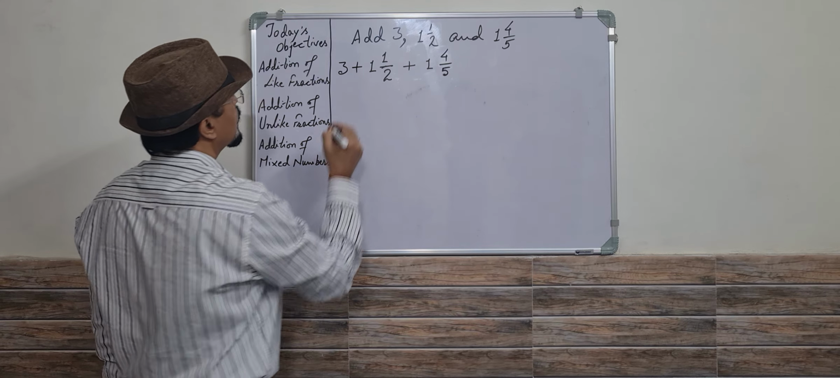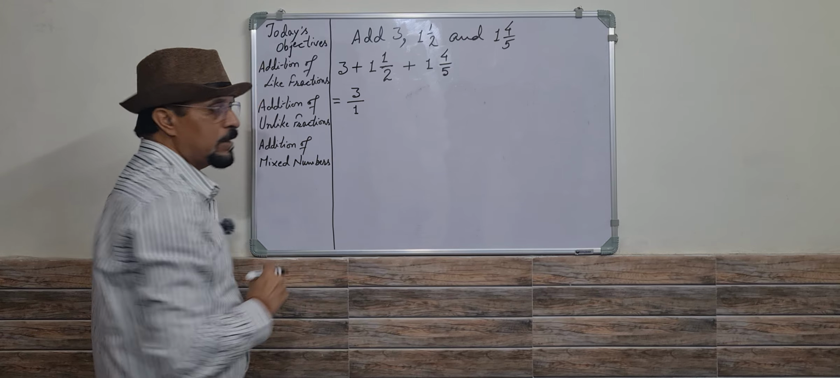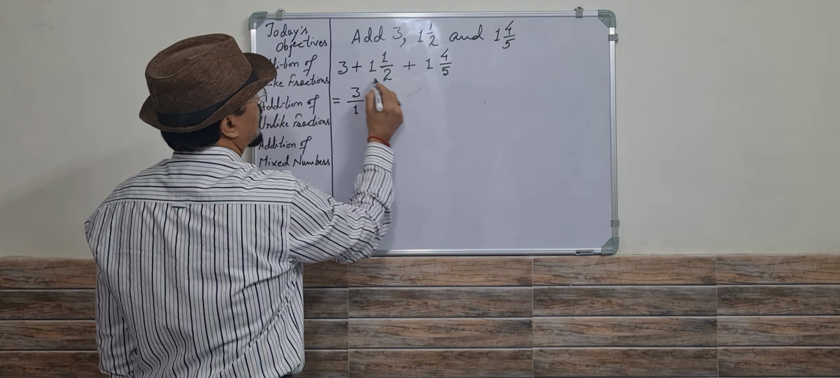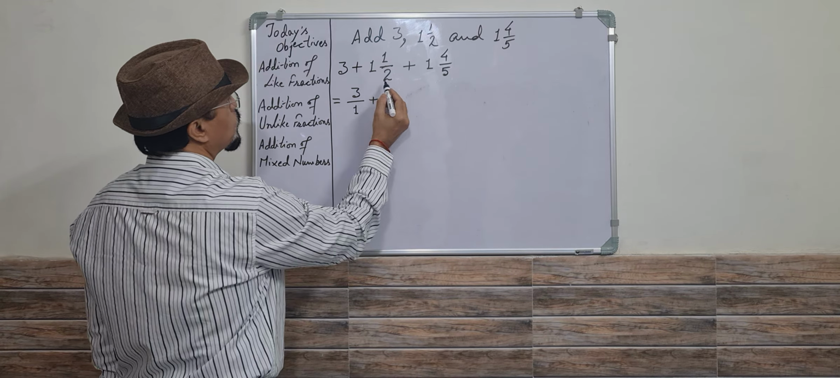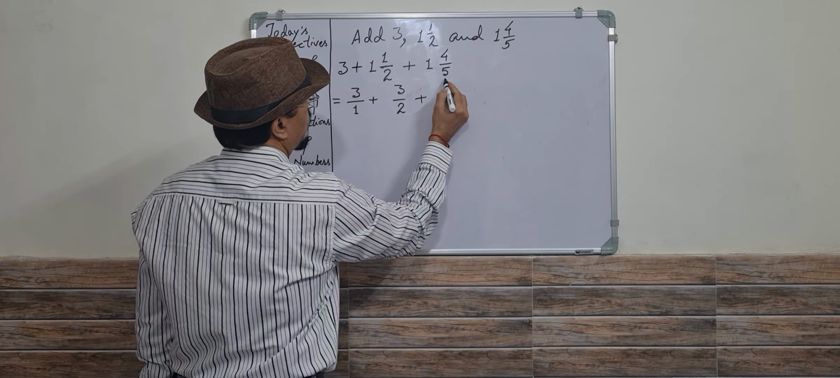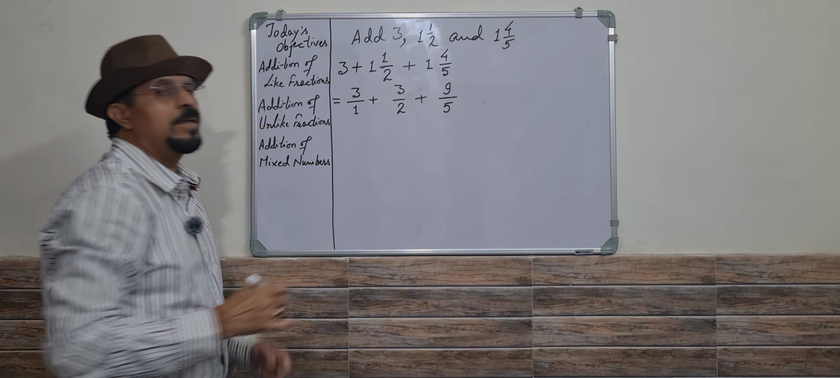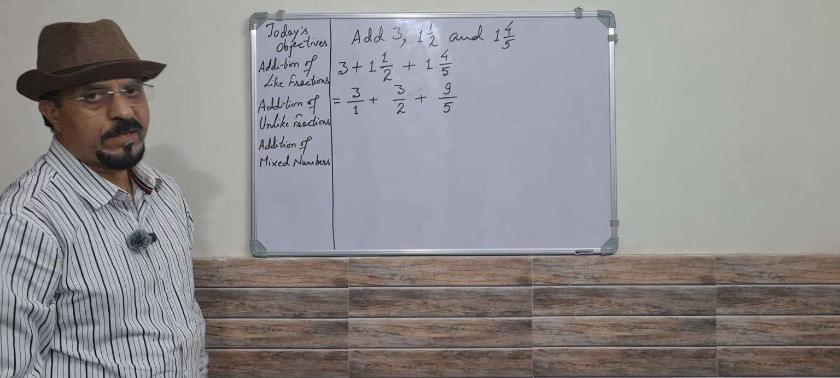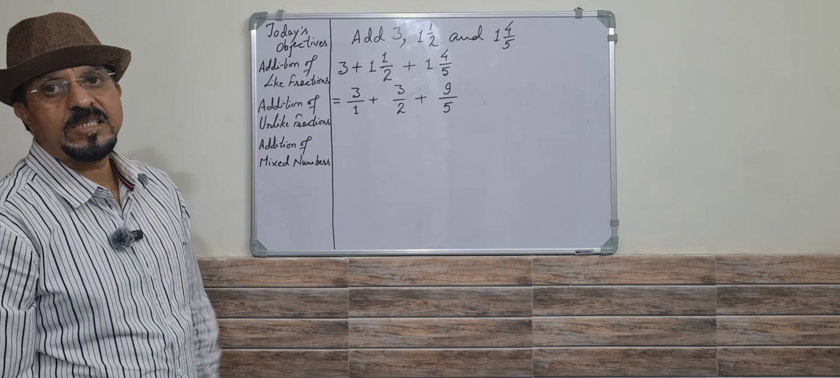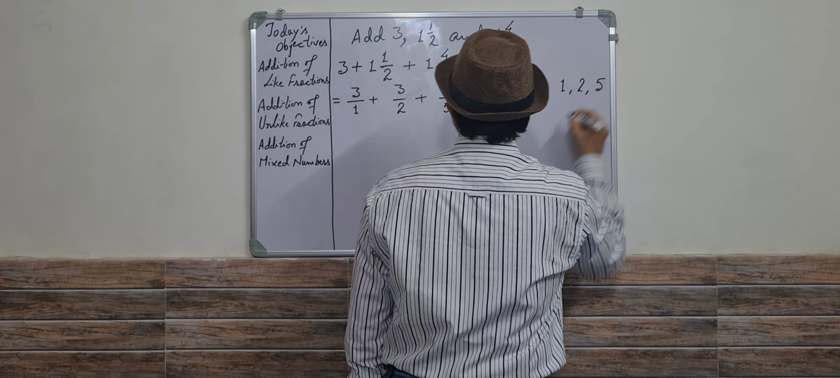Now after this, I can consider this as 3 upon 1. The denominator can be considered as 1 for any whole number. Plus, let's convert it into an improper fraction. So 2 ones are 2, plus 1, 3 by 2, plus 5 ones are 5, plus 4, 9 by 5. Now these are the three fractions which we need to add. For adding the fractions, we need to find the LCM of the denominators. So the three denominators are these.